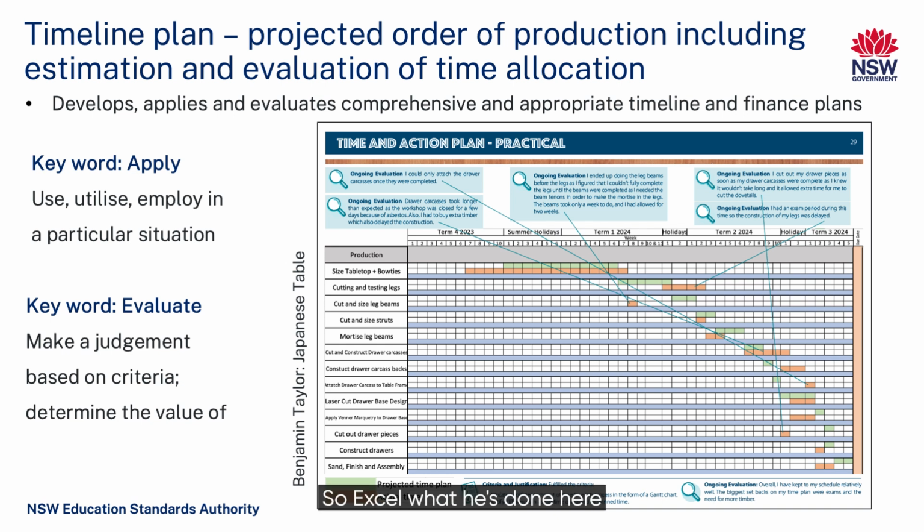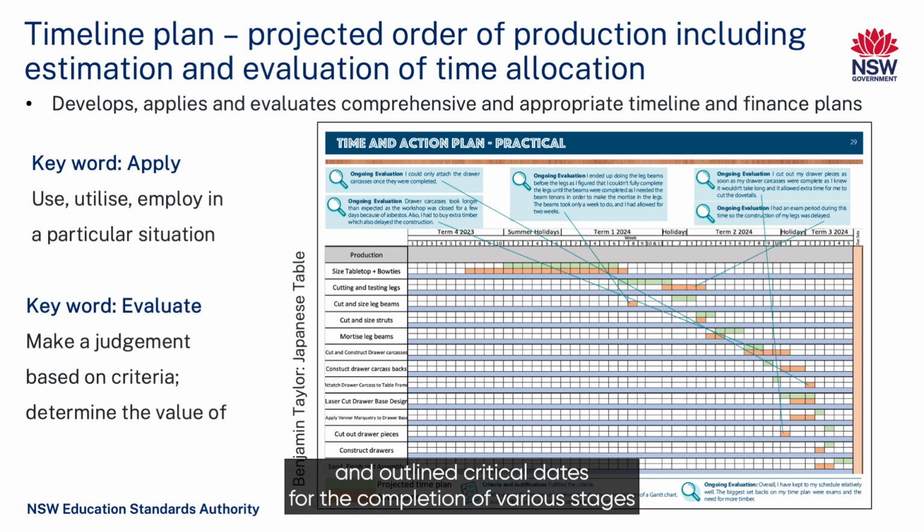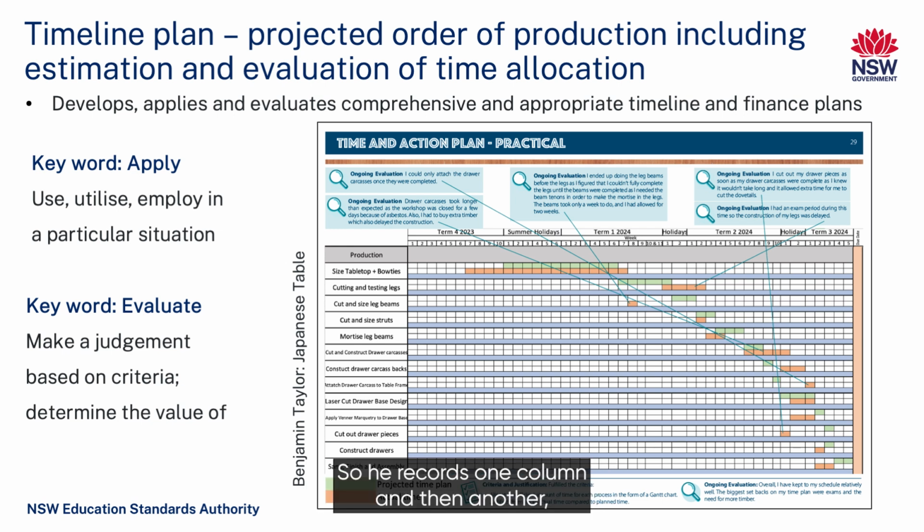So in Excel, what he's done here is he's prepared and outlined critical dates for the completion of various stages. And he's really explicitly broken down the production into sub-builds and stages that relate to the successful management. So he records one column and then another, which is called actual. So planned and actual views.